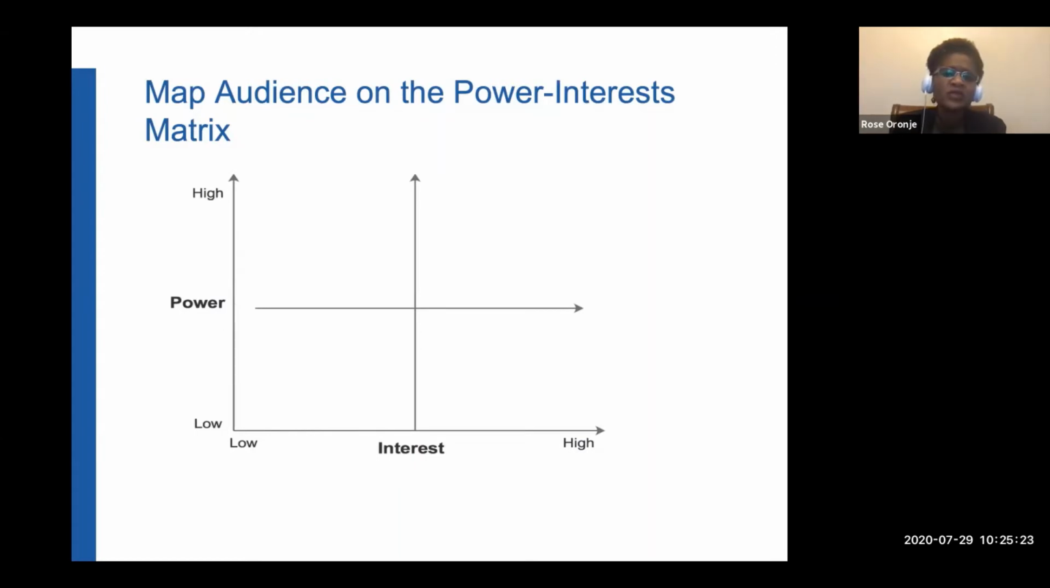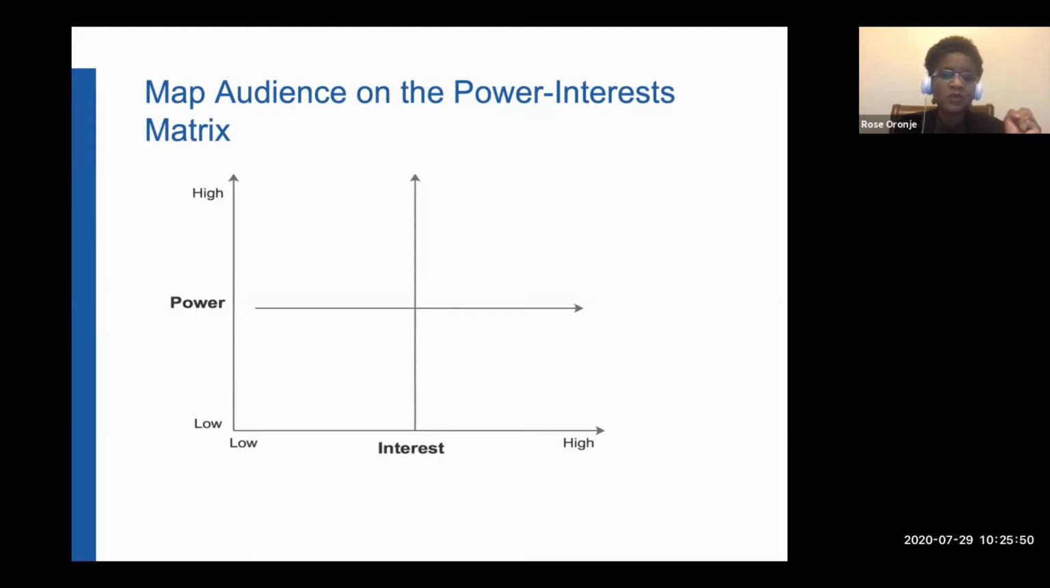The value of using the power interest matrix is really to help you to prioritize your actors, your audiences, because oftentimes you can't engage everyone. So you want to be clear on the top 2 or the top 3 actors you really want to engage with your evidence. And so when you map your actors on these matrices, it helps you decide that maybe I'm just going to focus my messages on the actors who are in the top left quadrant.